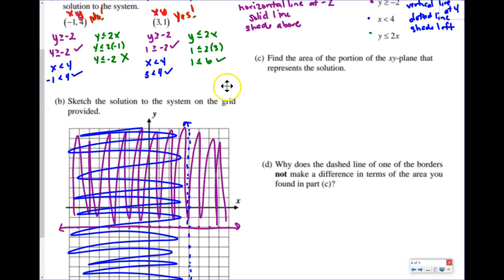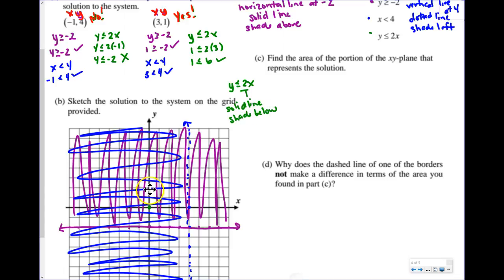And I'm going to put it right here. Y is less than or equal to 2x. This is going to have a y-intercept at 0. Okay, and a slope of 2 over 1. I need this to be a solid line, and I'm going to shade below it.